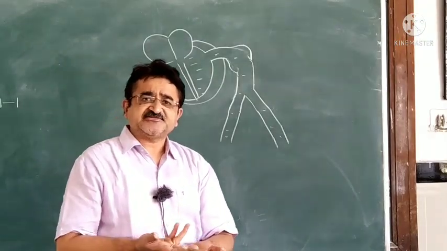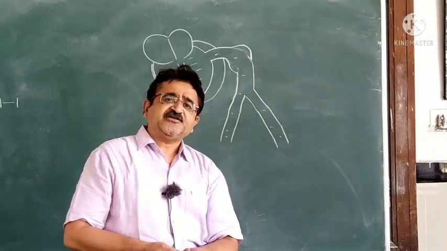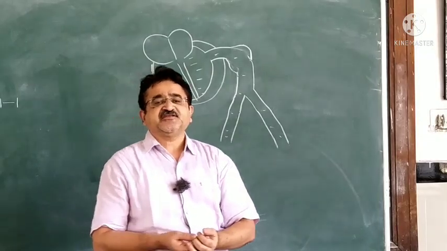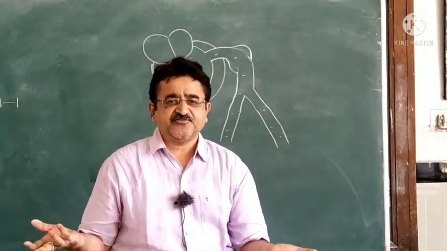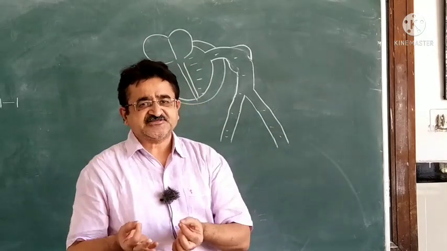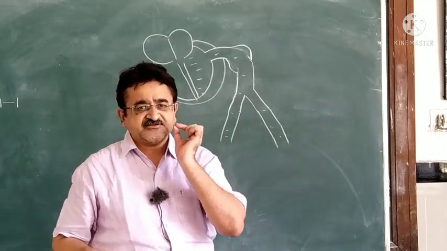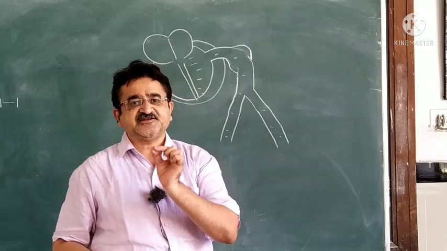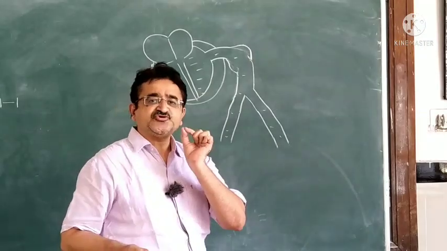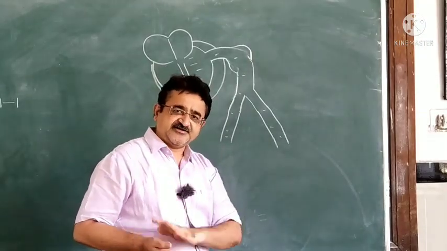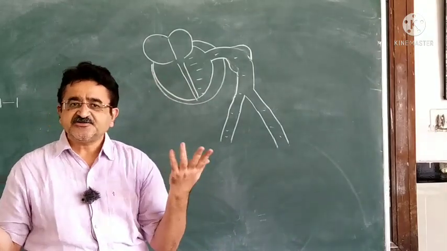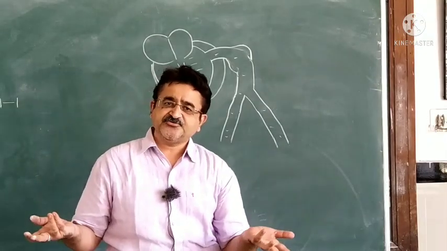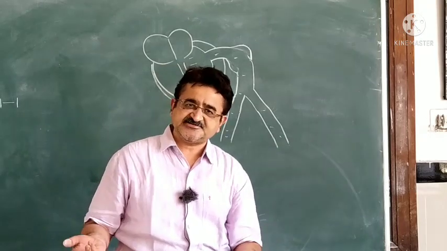Now the next thing is which artery we should examine for the clinical examination of the pulse. Many arteries are present in our body, but for this clinical examination, the artery being examined should fulfill certain criteria. What are these criteria? Number one, the artery should be superficial. Number two, the artery should be easily accessible.